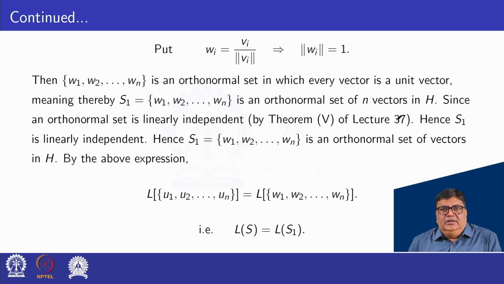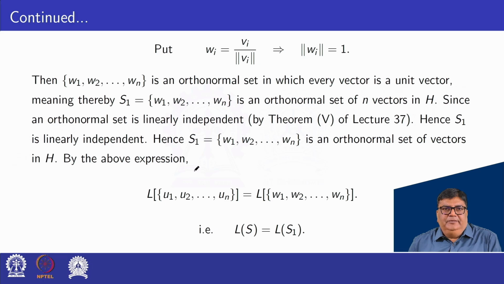Since an orthonormal set is linearly independent, it has been proved already in theorem 5 of lecture 37. So an orthonormal set is linearly independent, hence S1 is linearly independent. Hence S1 equal to the set w1, w2 and so on up to wn is an orthonormal set of vectors in H.